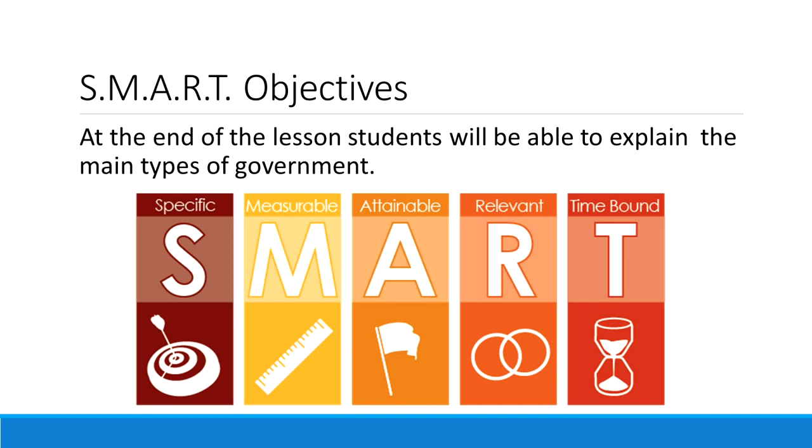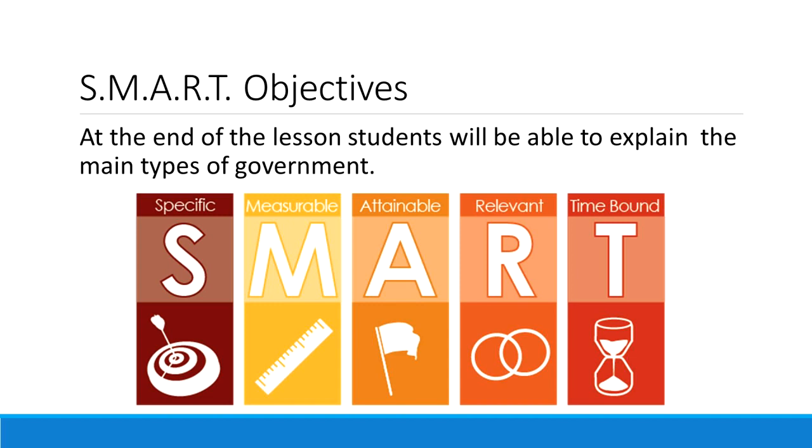We've talked about the fact that objectives have to be SMART. They should be specific, measurable, attainable, relevant, and time-bound. And you can see this example at the end of the lesson. Students will be able to explain the main types of government. It is specific in what I want them to do, explain the main types of government.